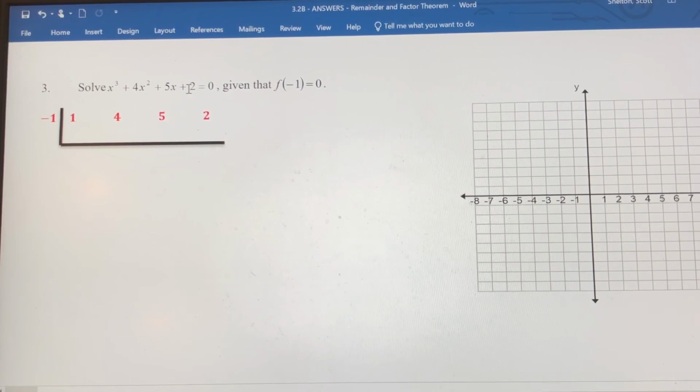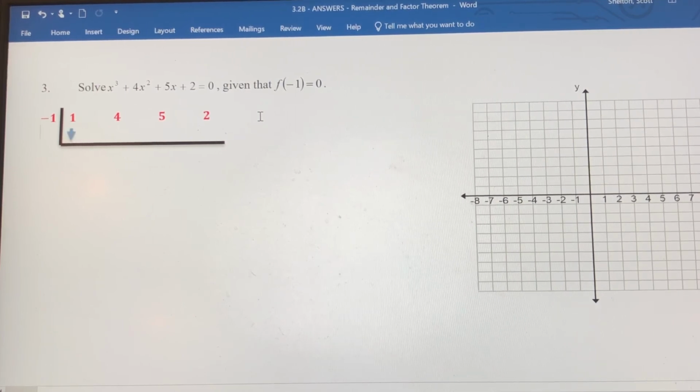So we're going to use synthetic division to find what the next factor is going to be, and it's going to be quadratic in this case because we're dividing x cubed by a linear polynomial, x to the first. So -1 is our zero, so that's going to go out front. The coefficients of the polynomial, 1, 4, 5, and 2, are going to go inside here, and now we're going to do the synthetic division so we can find the next factor.